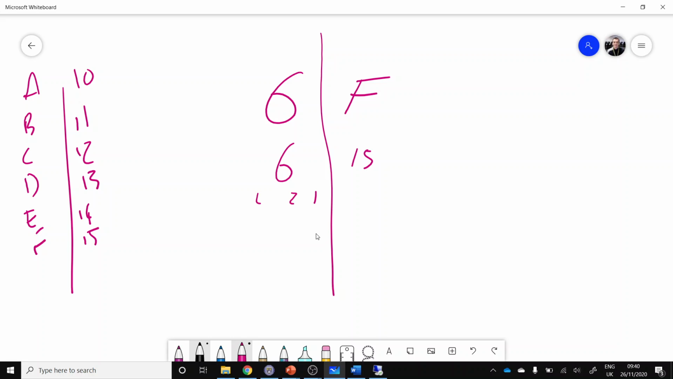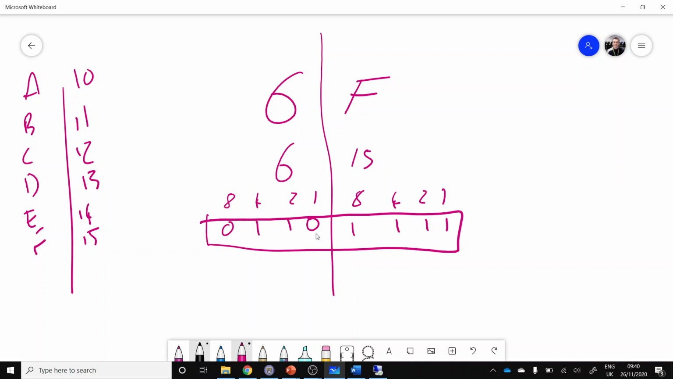So it's probably worth writing out the placeholders. 6 is going to be 4 add 2. 15 is going to be all of these numbers added together. So in binary, you just read off from left to right the whole thing, and that's your binary number.